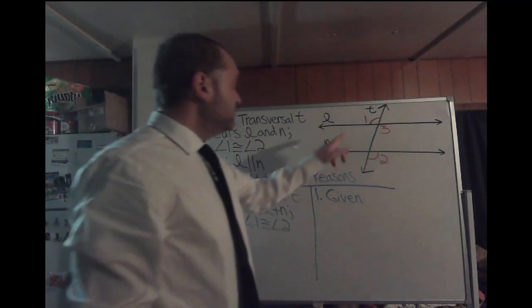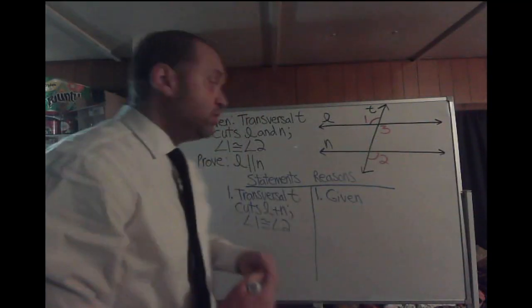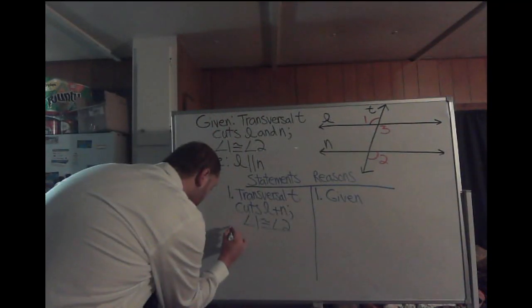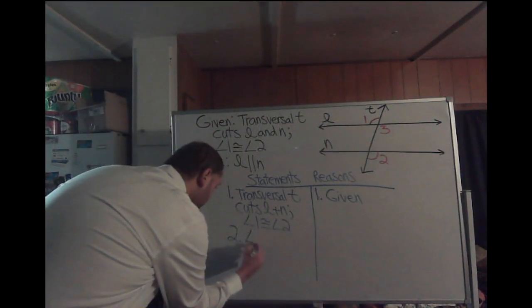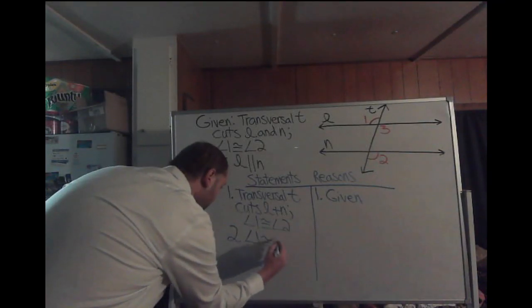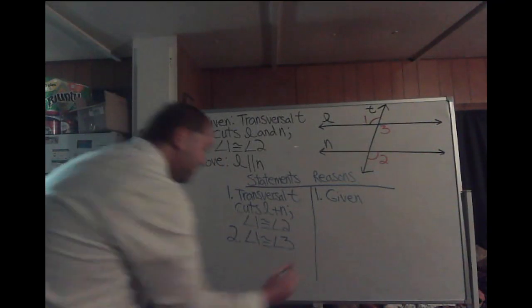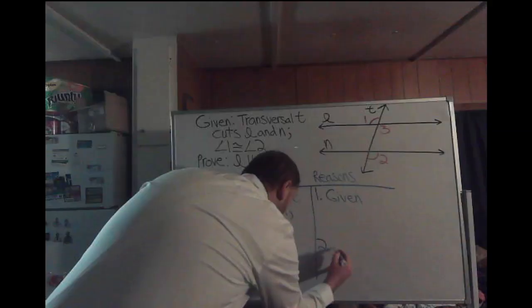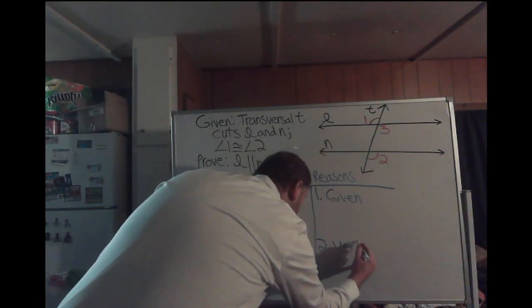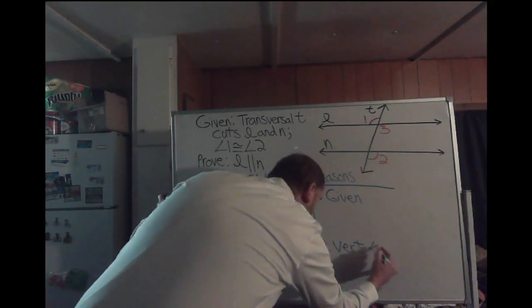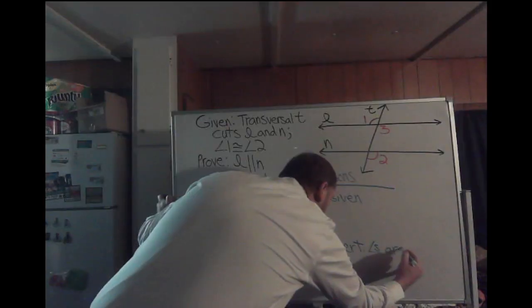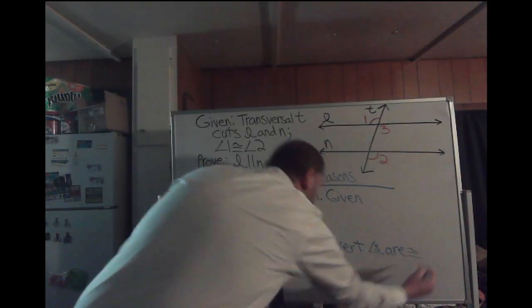Well, let's take a look here. Angles 1 and 3 are vertical angles, are they not? We can therefore say that angle 1 is congruent to angle 3 by that theorem that vertical angles are congruent. That would be the reason for that statement, that vertical angles are congruent.